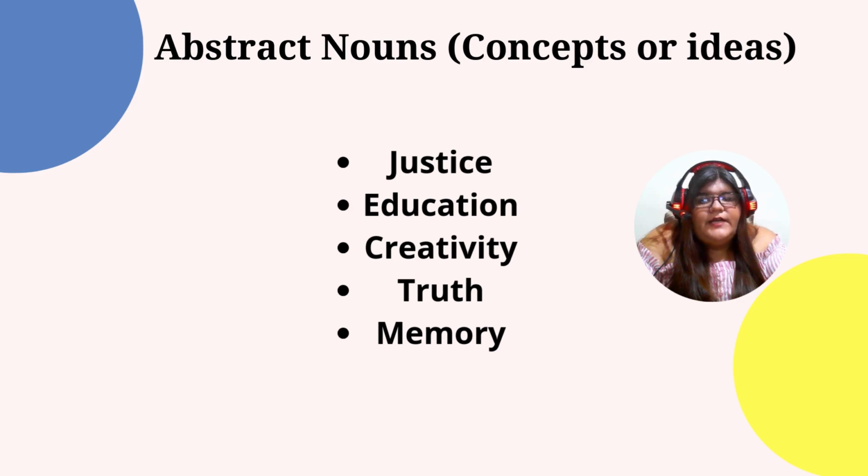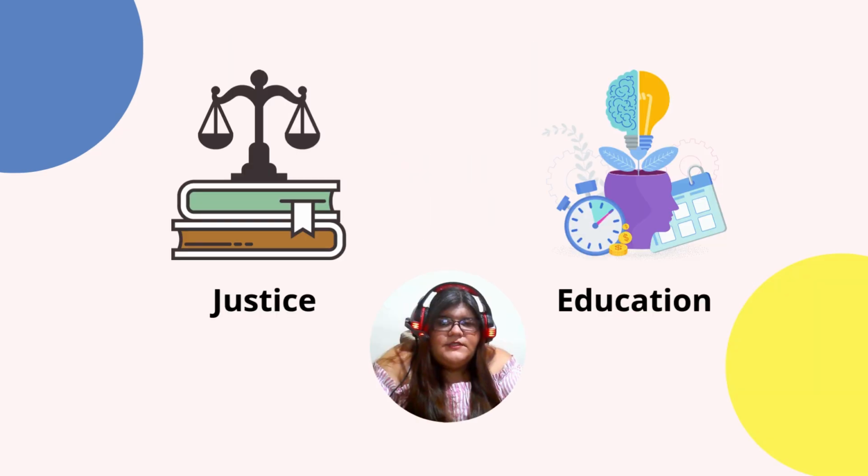Then we have the abstract nouns, concepts, or ideas: justice, education, creativity, truth, and memory. Then we have here justice and education, right?